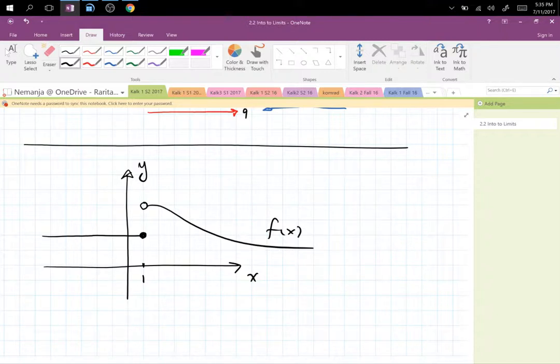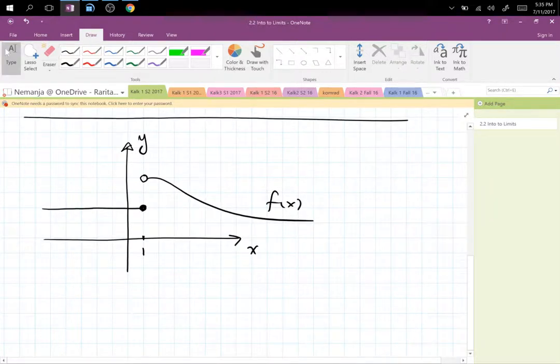Now, do I have f of 1 defined in this case? Do I? Yes. What is it? It's whatever the dot is, which is 2.